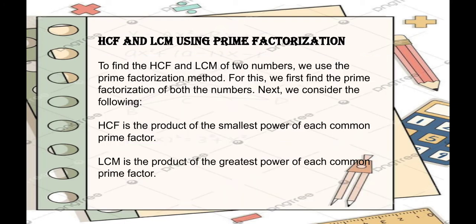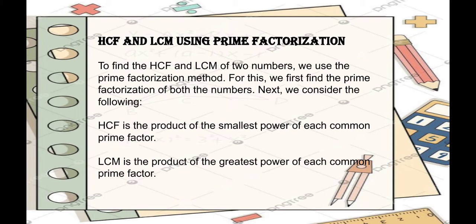And let's move to HCF, or highest common factor, and LCM, or lowest common multiple, using prime factorization. To find the HCF and LCM of two numbers, we use the prime factorization method. For this, we first find the prime factorization of both the numbers.